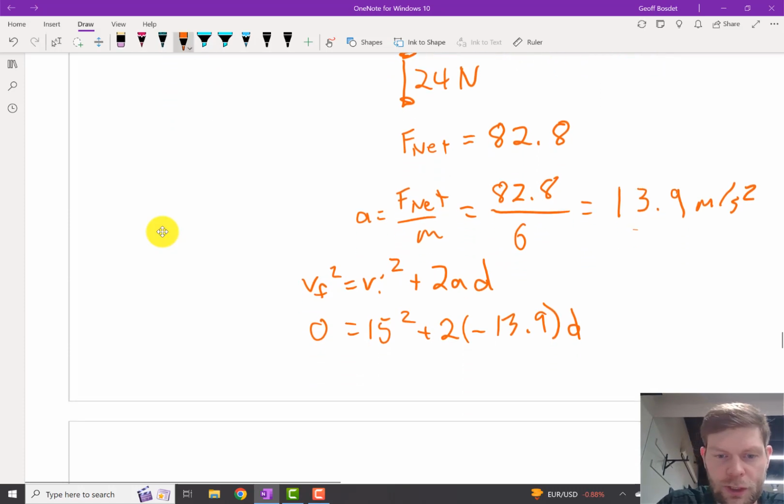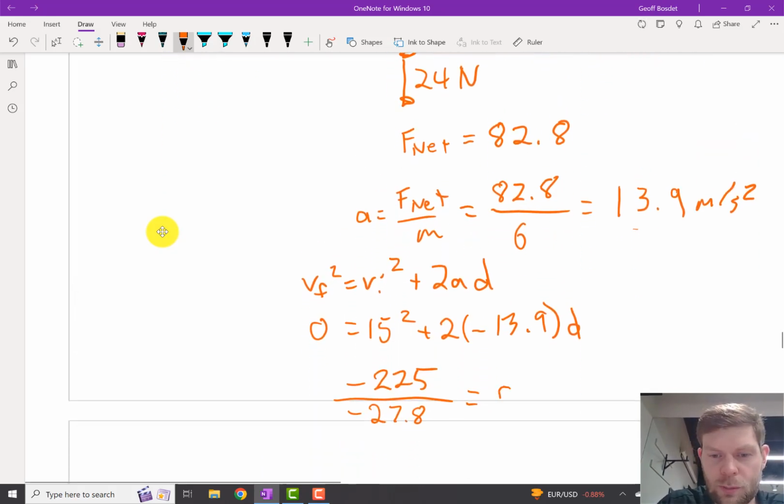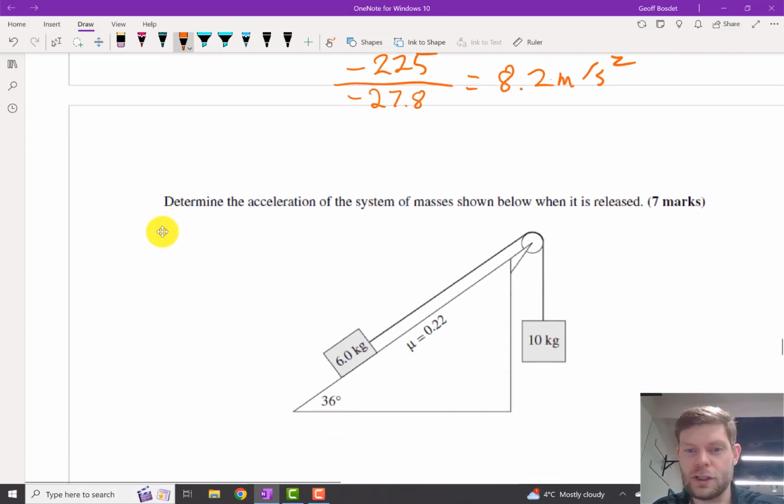And so we'd end up with like negative 225, which is 15 squared, divided by 2 times negative 13.9, which is negative 27.8. And so that is going to equal 8.2, I believe. And we'll go with that. That's how it's done. And next sucker.